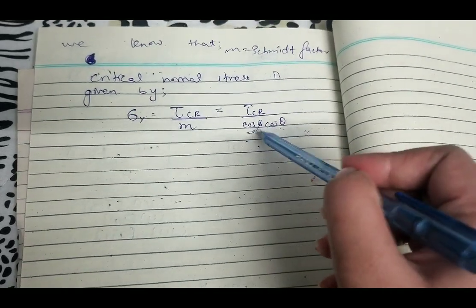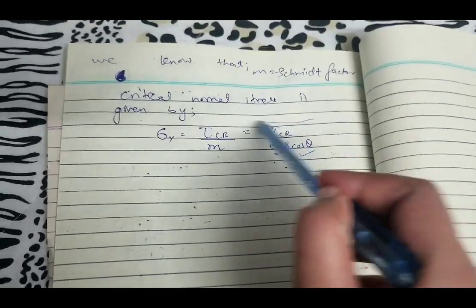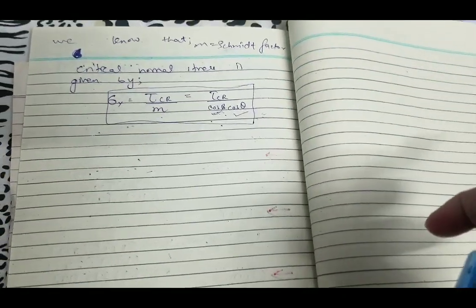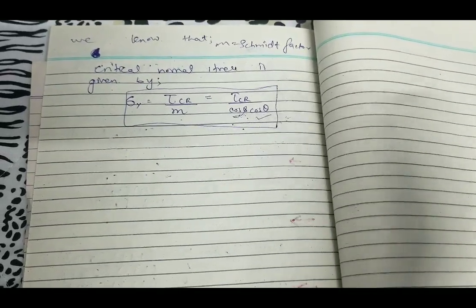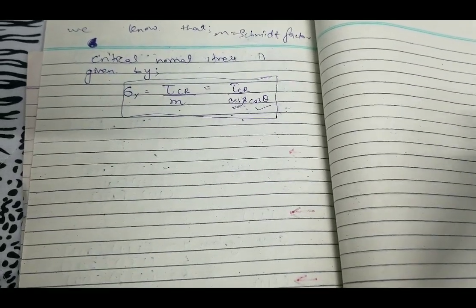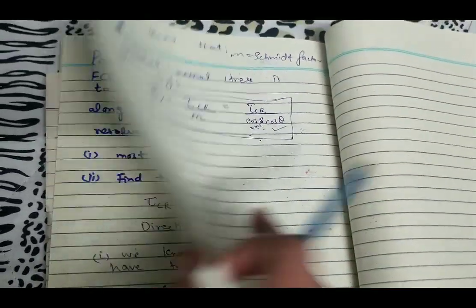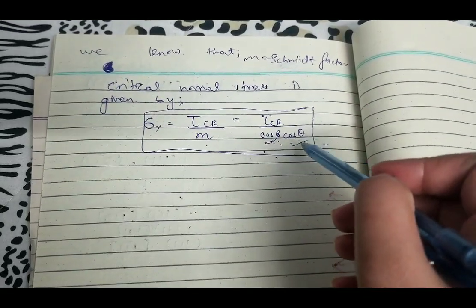We have to calculate them separately, and we will put the values into this formula to get the value of critical normal stress, and that critical normal stress chart will give us the data we need to find the answer to the question we are solving. Tau CR is already given, which is 50 megapascal. But cos phi and cos theta need to be determined.